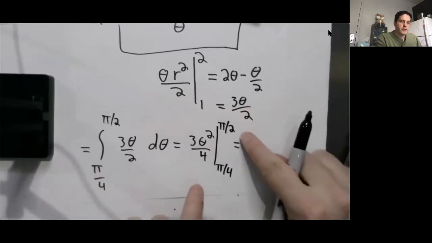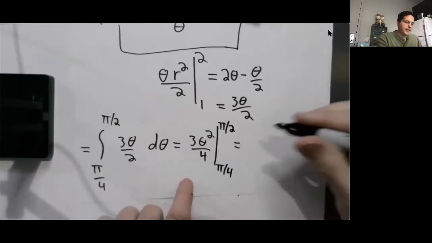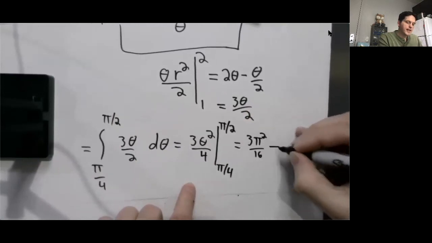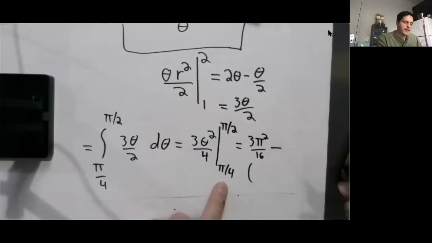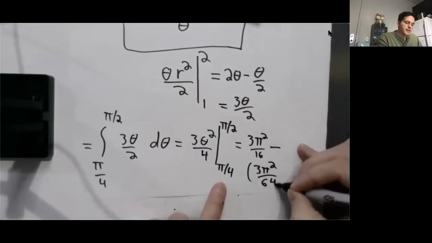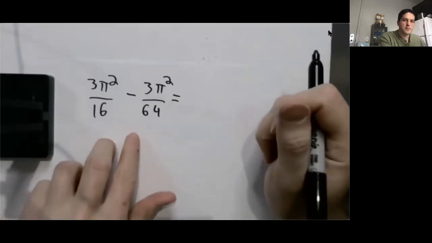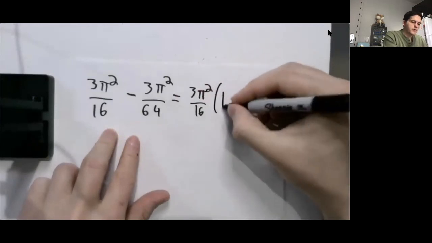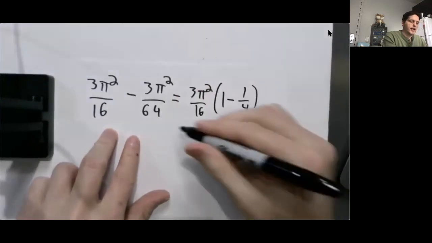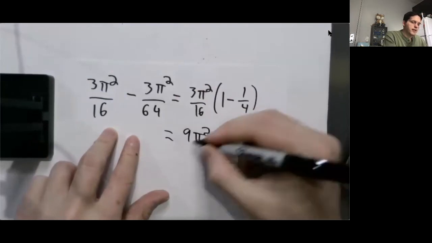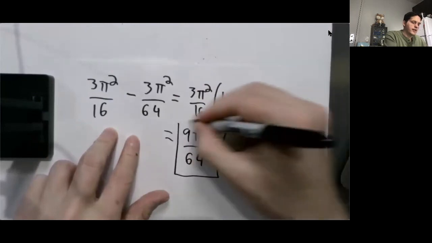When we plug in pi over 2 for theta, we're going to get 3 pi squared over 16. And when we plug in pi over 4 for theta, we're going to get 3 pi squared over 64. We can simplify this a bit. This is equal to 3 pi squared over 16 times 1 minus 1 over 4. And this is just 3/4. So what we end up with is 9 pi squared over 64. That's our final answer.